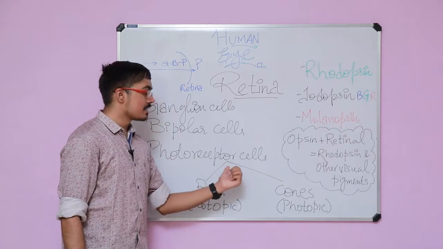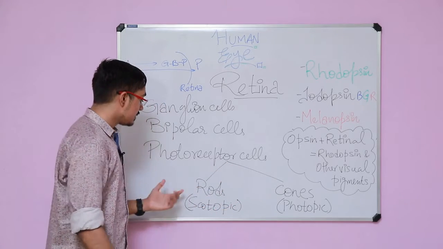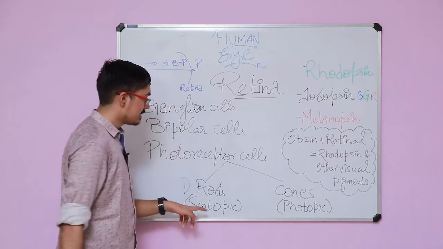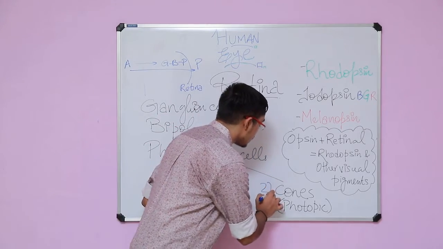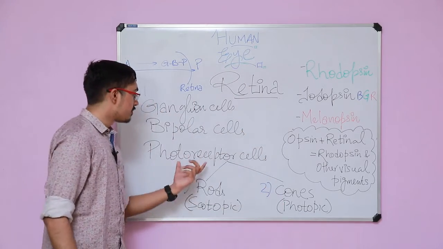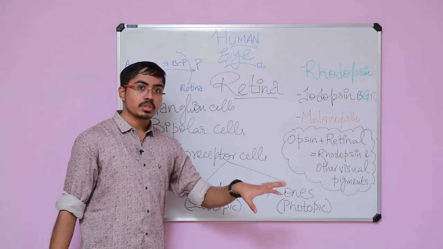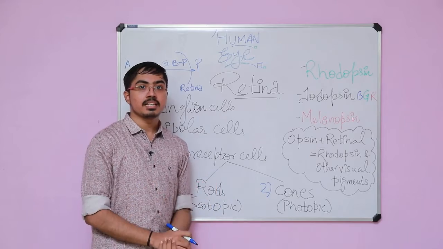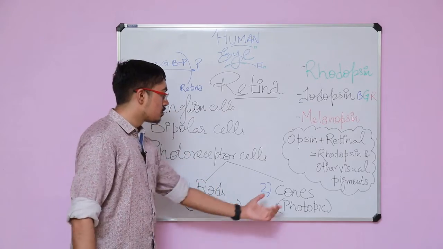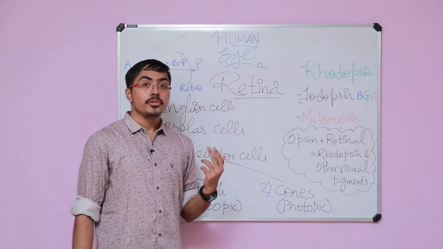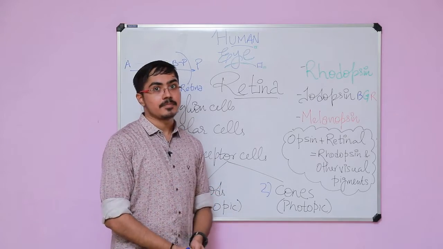And the photoreceptor cells are of two types. One is called the rods, R-O-D-S, and the second one is the cones. So rods and cones are the two types of photoreceptor cells present in the retina, and they are responsible for two types of vision. If you are viewing anything in the daytime, it is the cones which are responsible for you to see anything in the daytime when there is light.